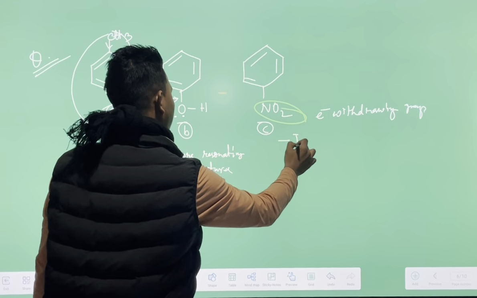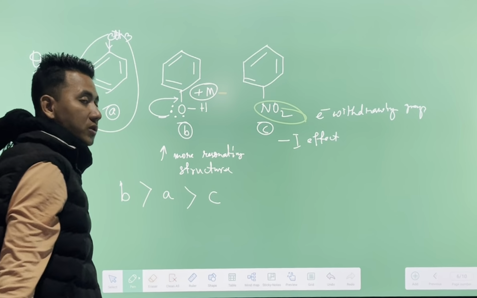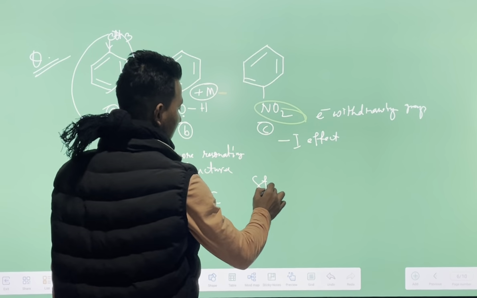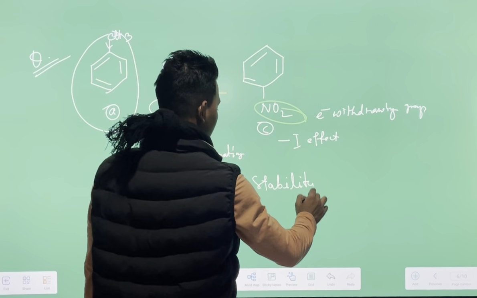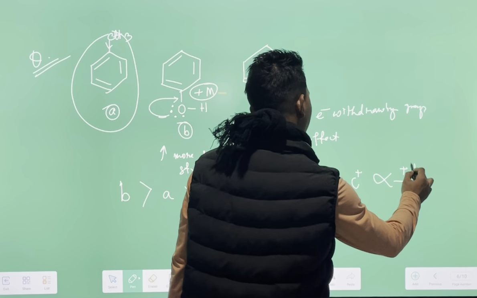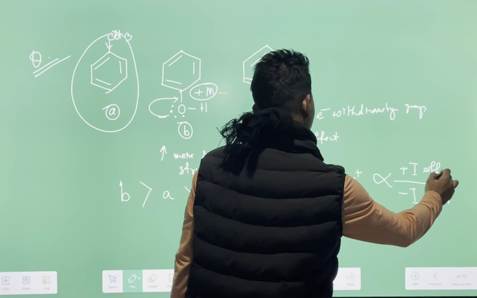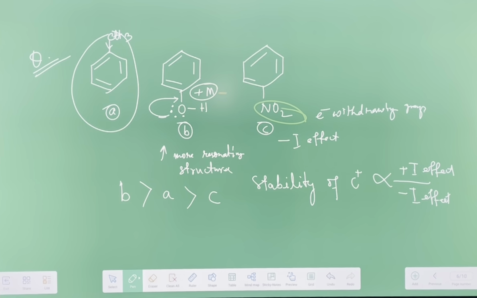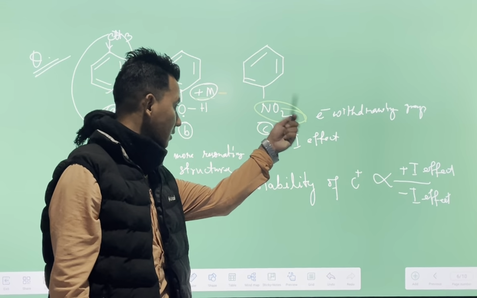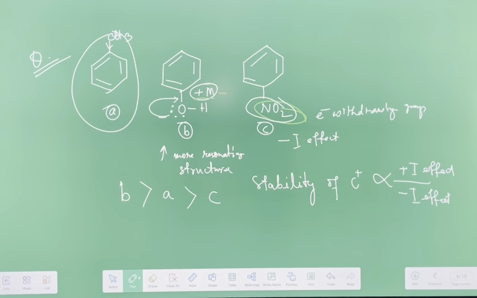This is the minus I effect. This is the plus M effect. Plus M, positive resonance effect. So, as I already mentioned before, stability of carbocation is directly proportional to the plus I effect and inversely proportional to the minus I effect. This has the positive resonance effect or mesomeric effect. This is the minus mesomeric effect. I mean this is the negative inductive effect.